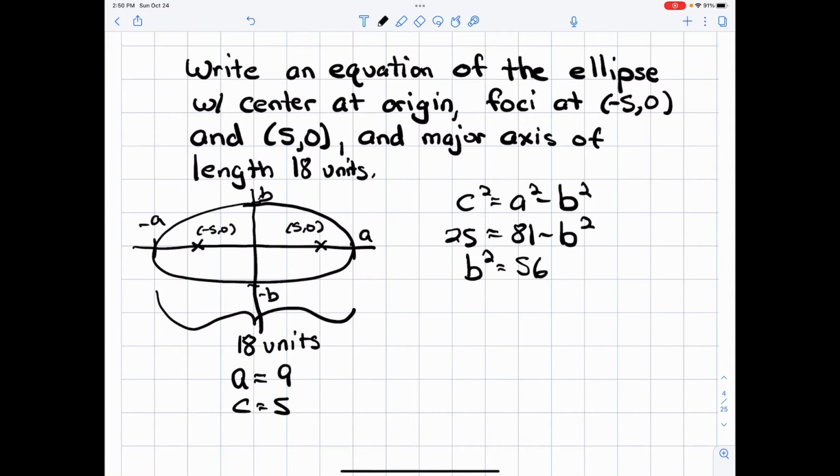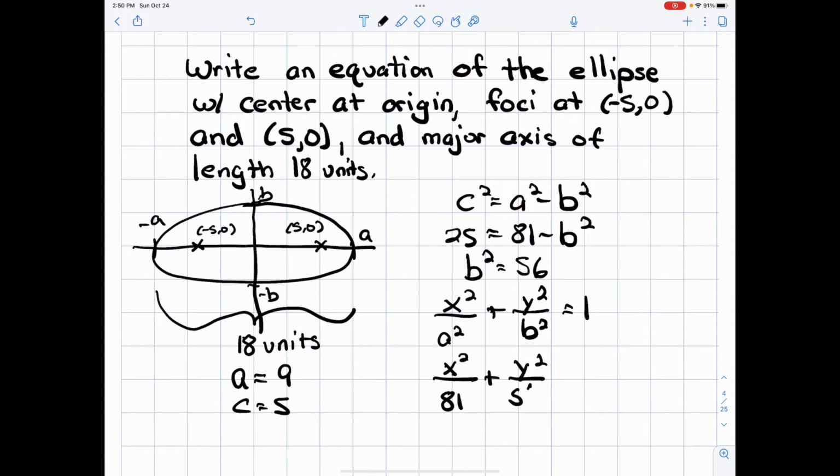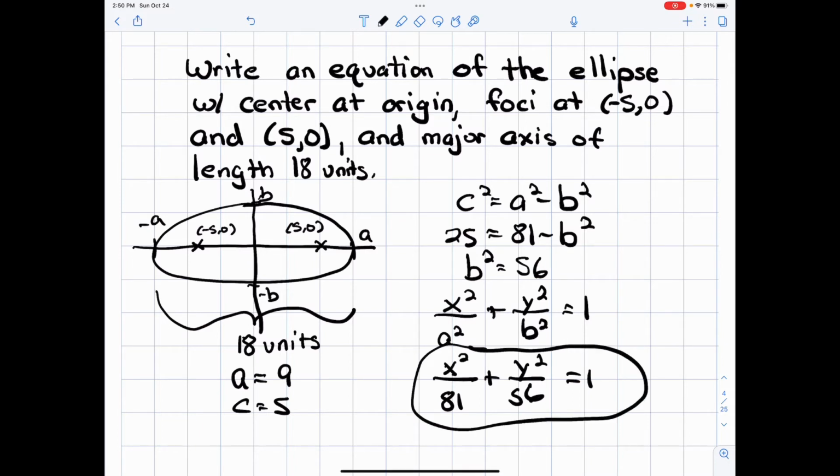So really at this point, I think I have everything I need, because I know that the equation is going to be in this format. X squared over A squared. So the major axis A is going to be under X in this one. Plus Y squared over B squared equals 1. So I know A squared is going to be 81. I know B squared is 56. And it has to equal 1. And that's all I need. I don't really have to do any more, because that's all that this question asked me to do. So there we have it. There's the equation.